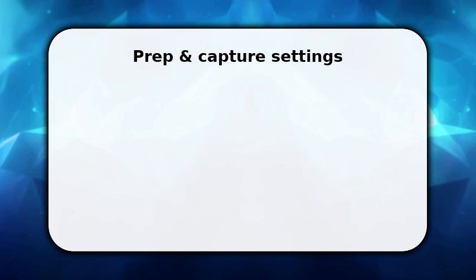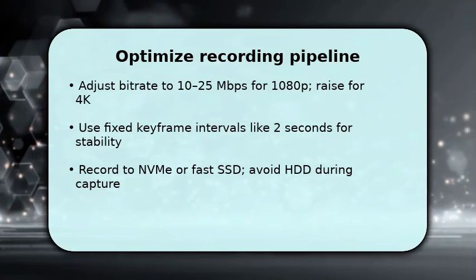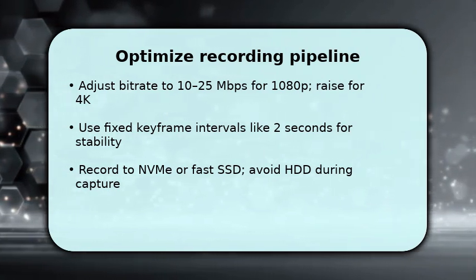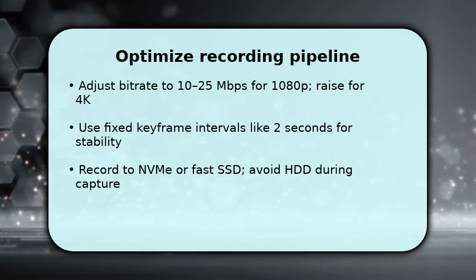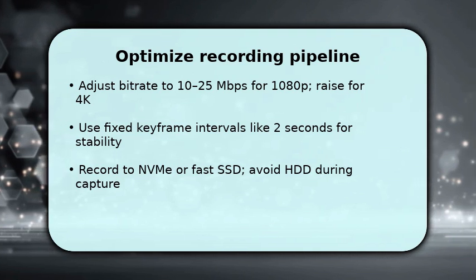Now you refine the pipeline so frames aren't dropped. Reduce capture bitrate to 1025 Mbps at 1080p to prevent encoder overload. For 4K, increase accordingly but test for stutters. Set a fixed keyframe interval, such as 2 seconds, to keep stream timing predictable.